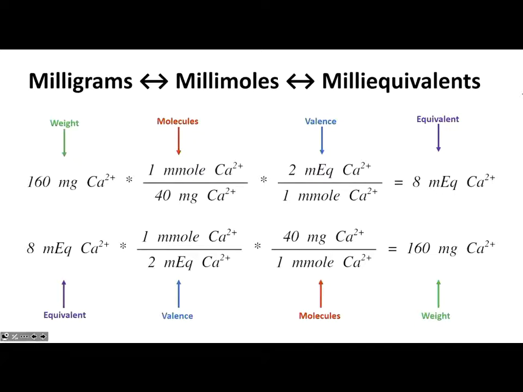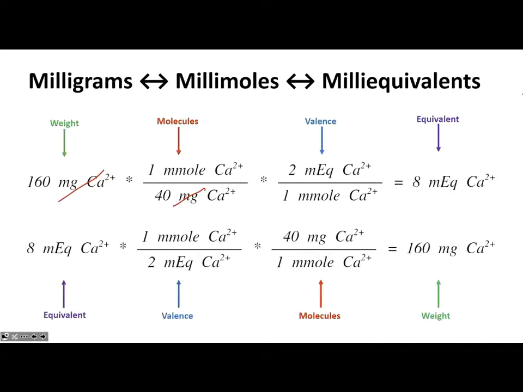So let me just emphasize this. What you do is, if we start on top and go by weight, in this example I say 160 milligrams of calcium, the cation. Okay, so we have just a cation, we have 160 milligrams of just calcium. How would we convert that from the weight of that calcium to the number of calcium molecules? We would divide it by the molecular weight. Since the molecular weight of calcium is 40, we would divide by 40 milligrams, and therefore milligrams cancel, and that would give me the number of molecules of calcium.